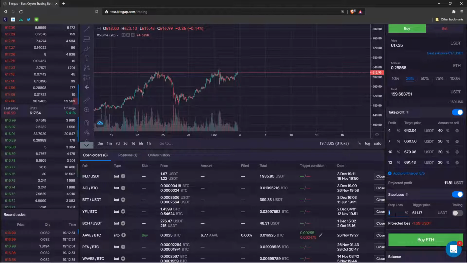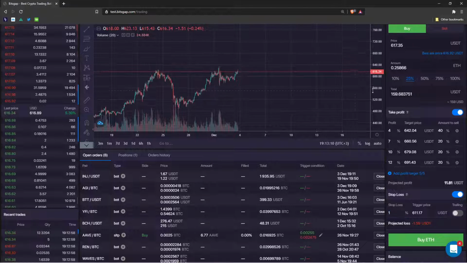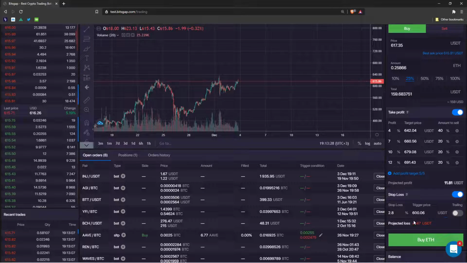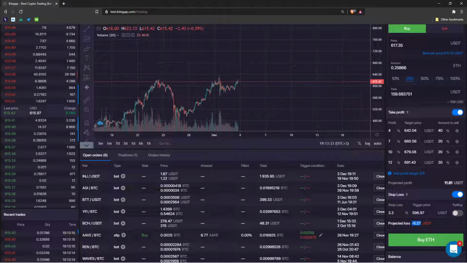When it comes to the stop loss, it works the same way. It just calculates the percentage of the loss. Let's say for this trade, for the potential of 11.81 USDT, you want to risk no more than $5. So you just have to play with the number in this case. You see, approximately to risk only $5 for the profit potential of $11, your stop loss must be at the price of 596.